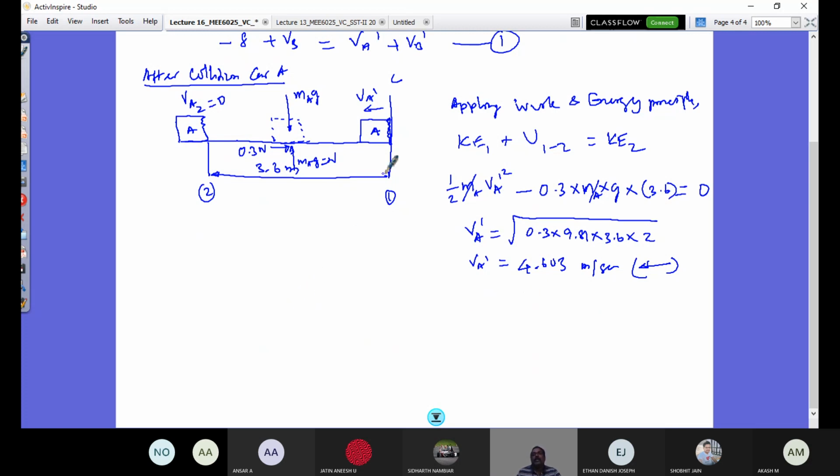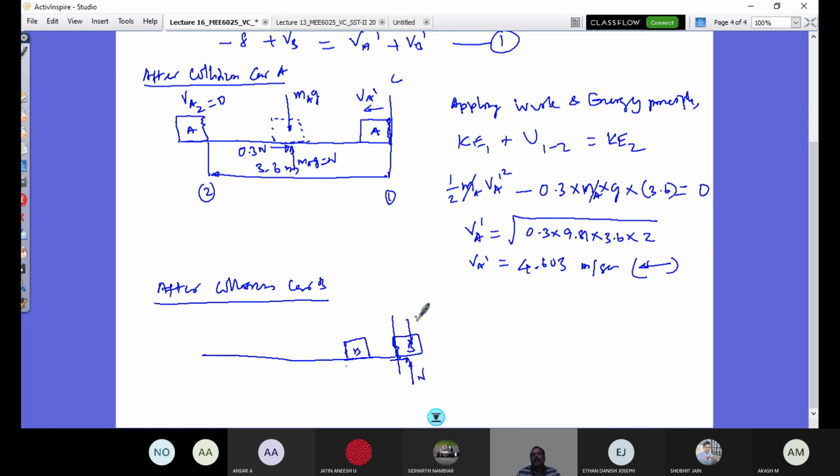What is the velocity? V_A dash, we have got it. Now, similarly, I can apply it after collision to car B. So after collision, car B would be from point C. So it is crushed. This is car B, and this just comes till this point and stopped, right? And in between, what would have happened? You would have friction force and normal and its weight, right? So this is position one, this is position two.